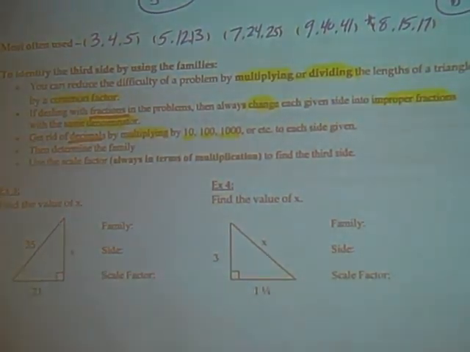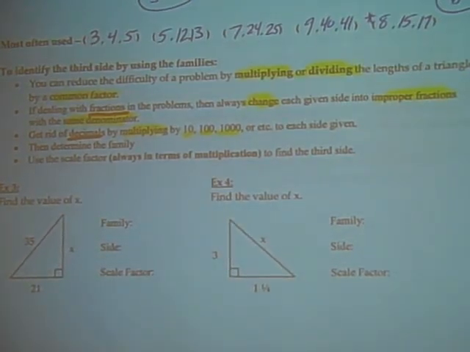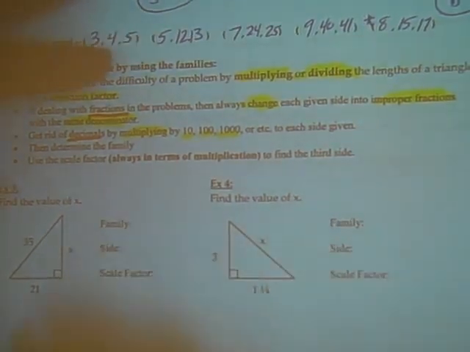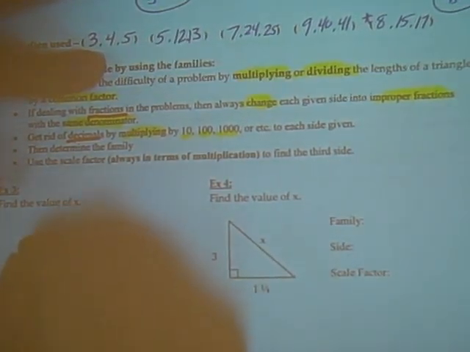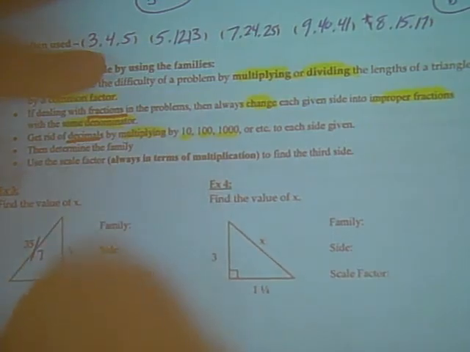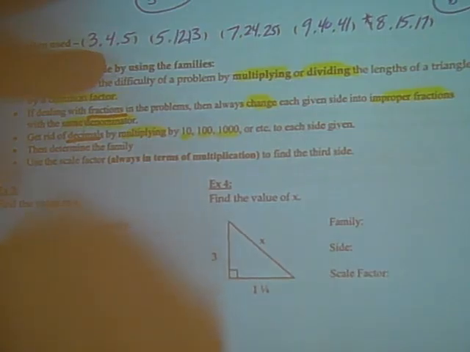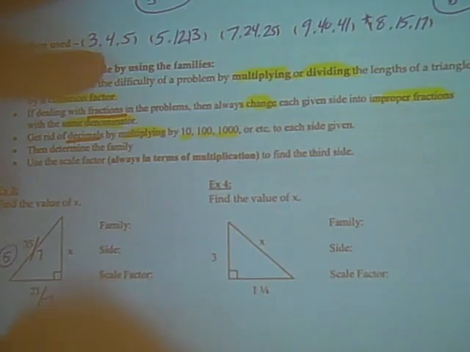Now going on to solve the first one down here. We notice right away we have 35 and we have 21. What we have to do is figure out what number goes into both of those. What goes into both 35 and 21? The number 7 goes into both of those. So I divide this by 7 and divide this by 7. 35 divided by 7 equals 5. 21 divided by 7 equals 3.